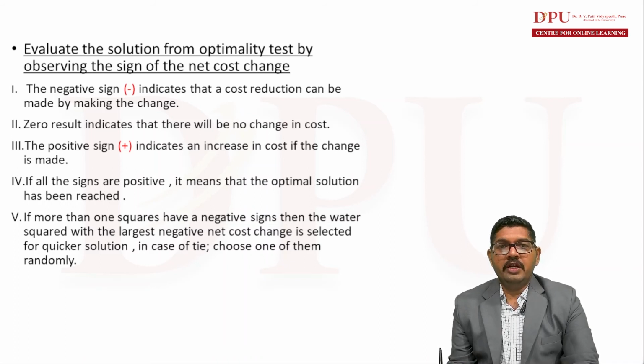So when we get a negative sign for the opportunity cost, we can say that the solution can be modified, and if we get a positive sign, we can say that reallocation is not possible, the opportunity cost is positive. A zero result indicates that there will be no change in the cost. If all signs are positive, it means the optimal solution has been obtained, and if more than one square has negative signs, then the vacant square with the largest negative net cost change is selected for a quicker solution. In case of a tie, choose one of them randomly.